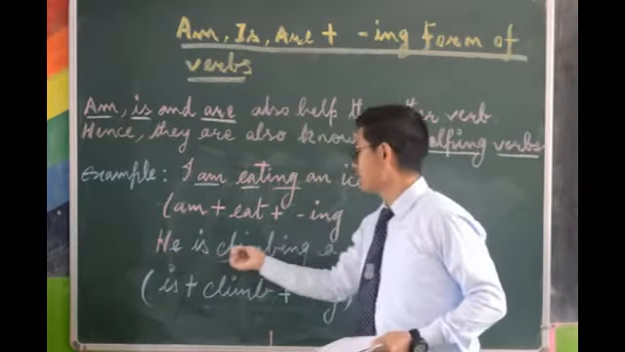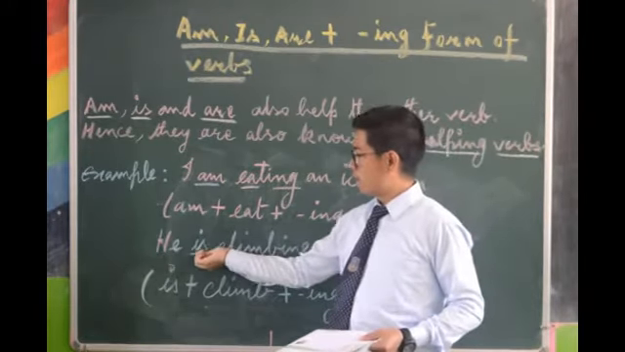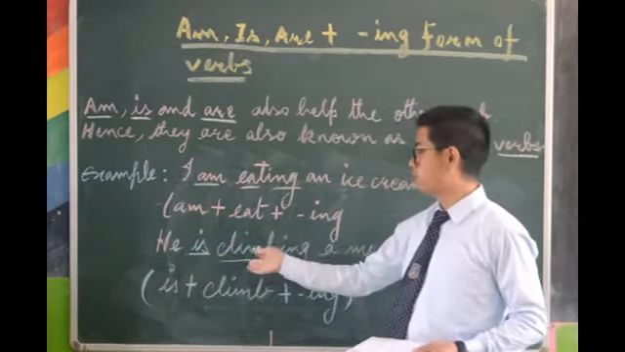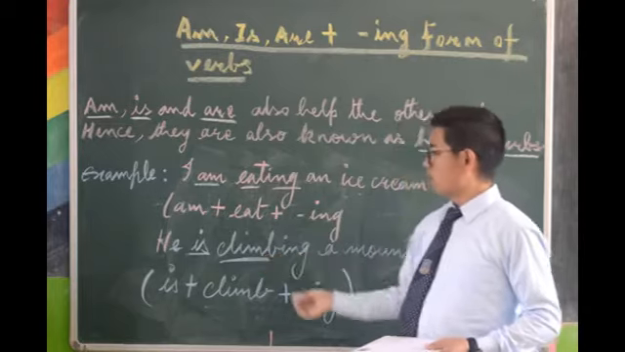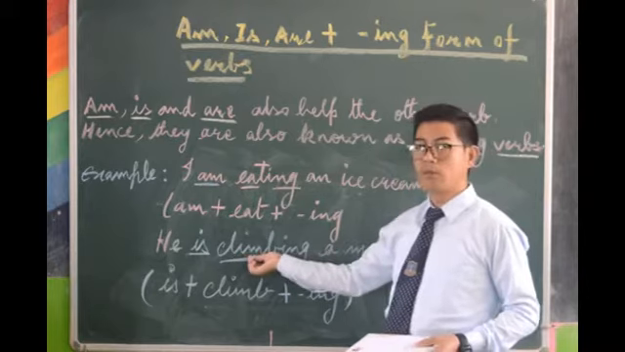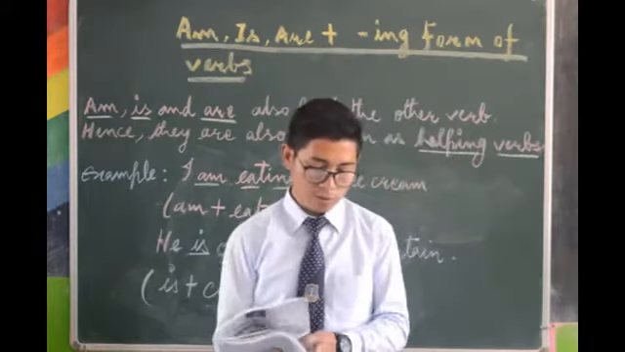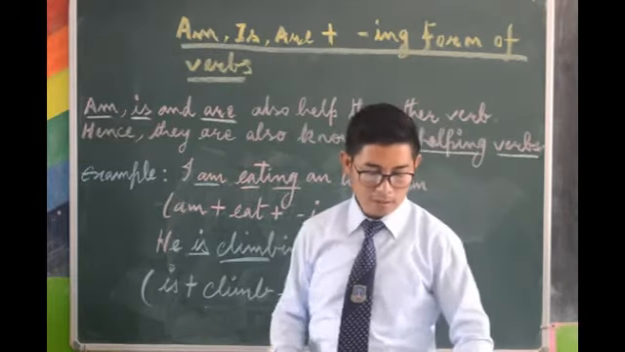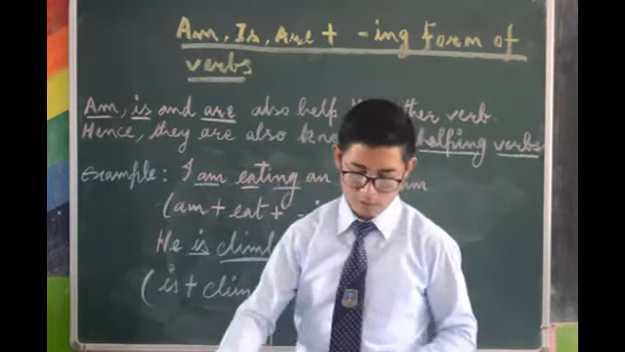Here also, he is climbing a mountain. Here also, is is a helping verb. Why? Because is is helping the other verb, that is climb. So in order to make it a meaningful sentence, we need to add ing to the second verb. Okay, like this. Understood? I hope you have understood it. And then we'll do some exercises from this book.